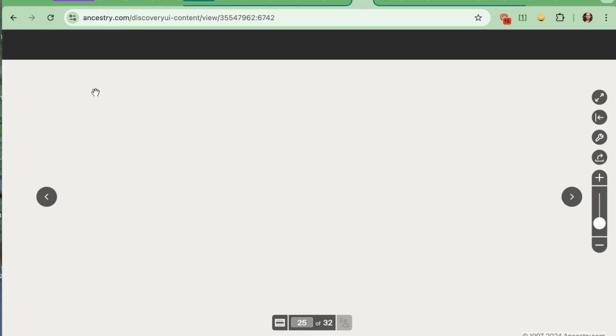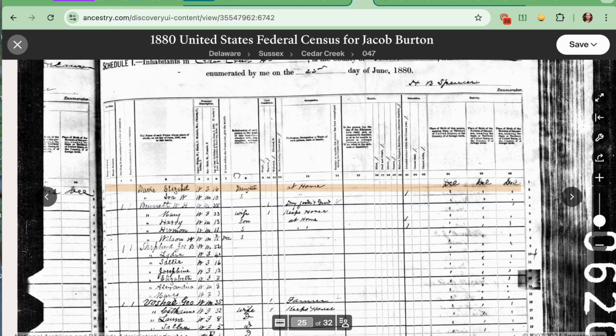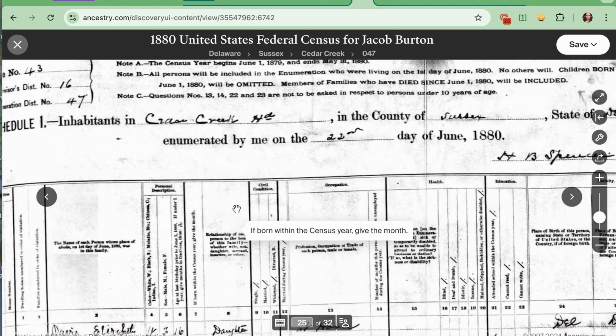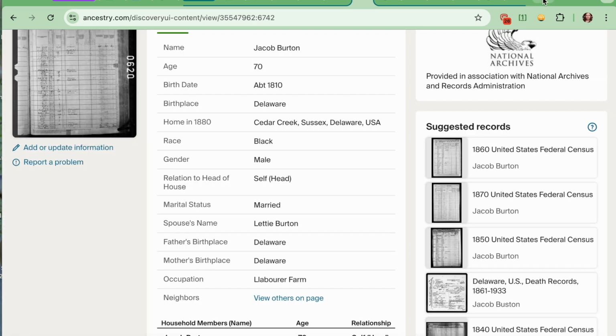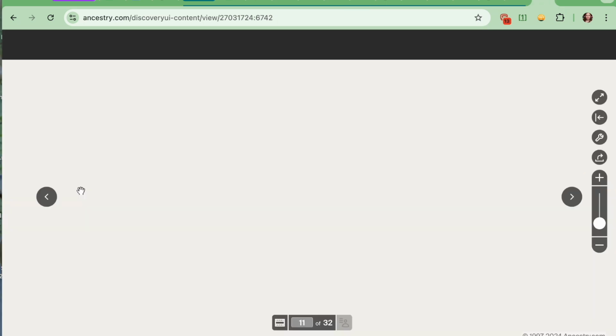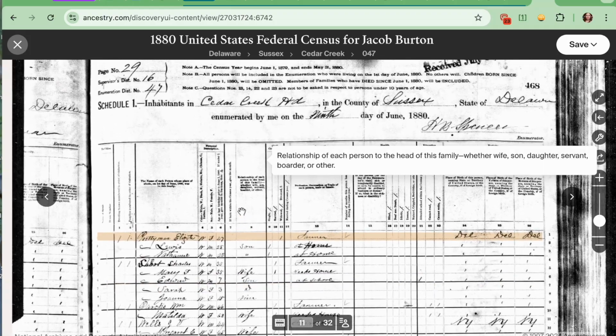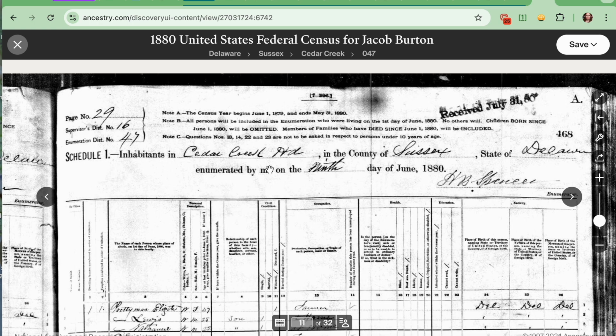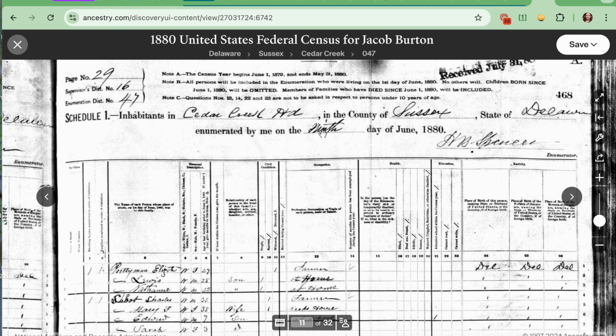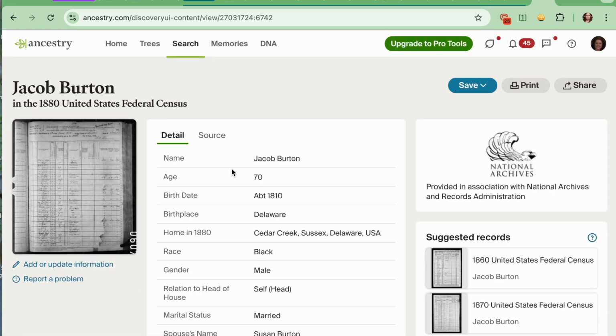So one of the first things I did was I went and I looked at the date of the census. And it says this was enumerated on the 22nd day of June with Letty. And I went over to this one, and this was enumerated on the 9th day of June. Okay, so these are going to be two different people, right? Because the one with Susan was before the one with Letty, and they were both in the same month. So it's not a case of where Letty died and then he remarried.